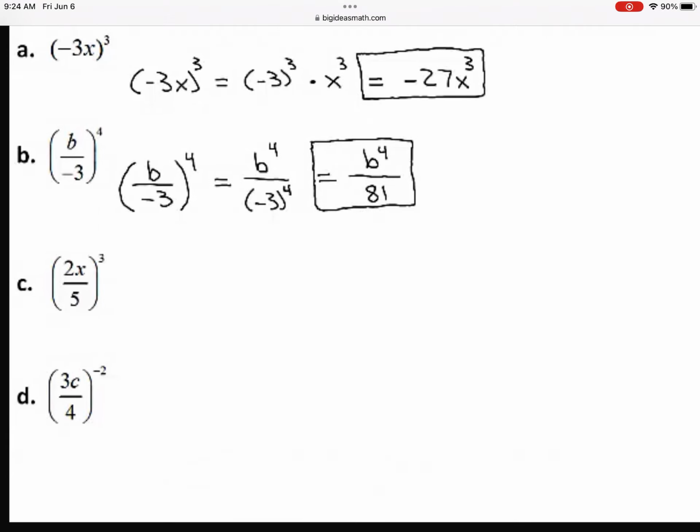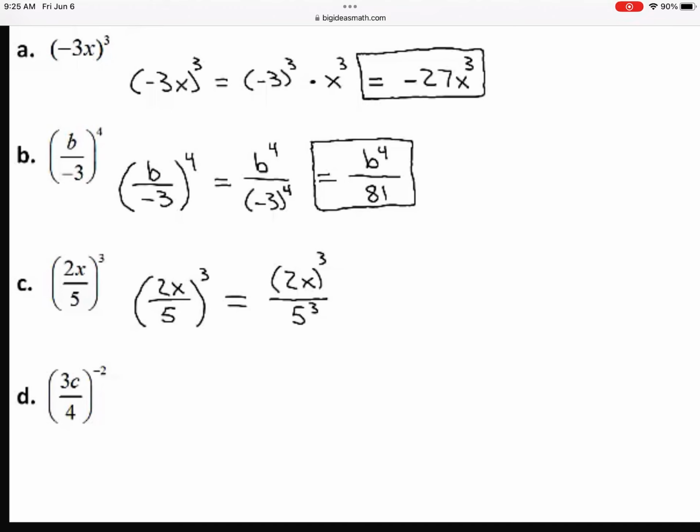The power of a quotient property says that to find the power of a quotient, find the power of the numerator and the power of the denominator and divide. So the quantity 2x divided by 5 to the third power equals the quantity 2x to the third power divided by 5 to the third power.